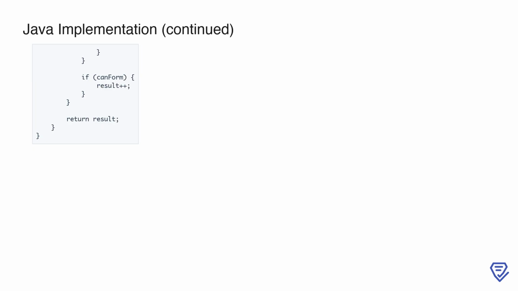Finally, after processing all patterns, we return the result, which represents the total number of patterns that can be formed. This implementation effectively combines character frequency counting and validation checks to solve the problem efficiently, leveraging the power of hashmap to handle character frequencies in both the text and the patterns.